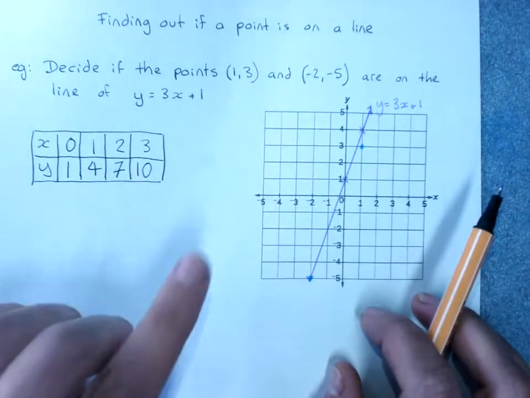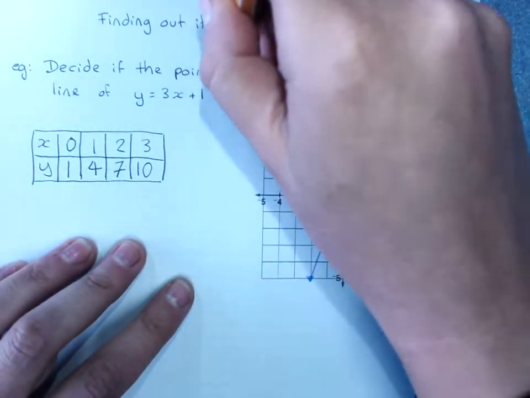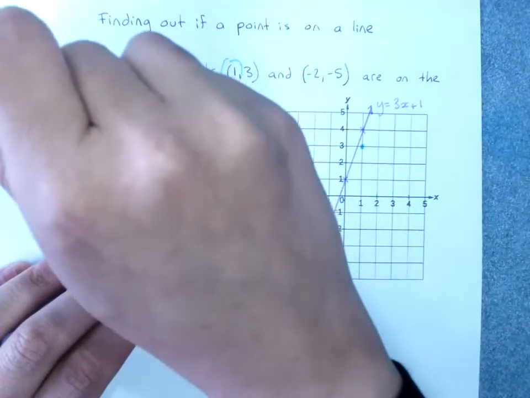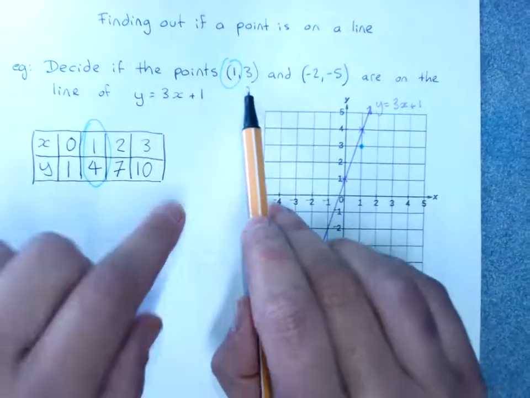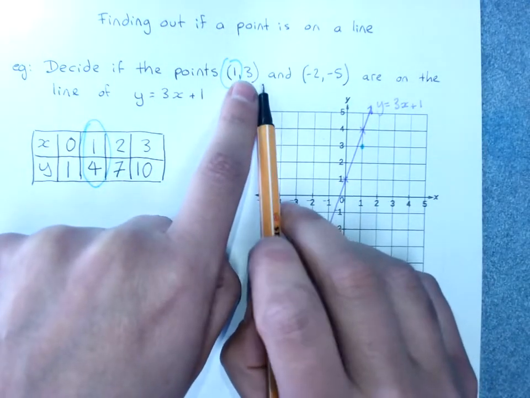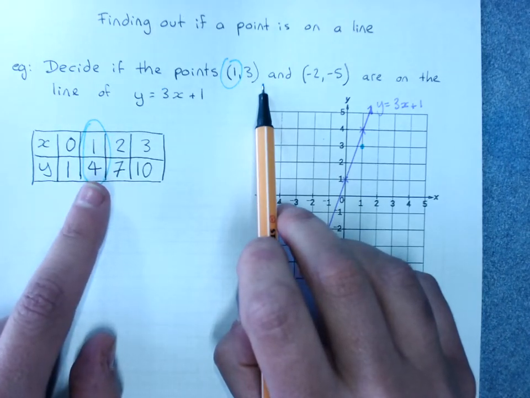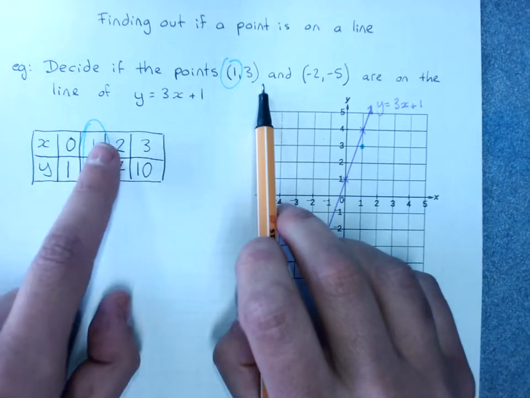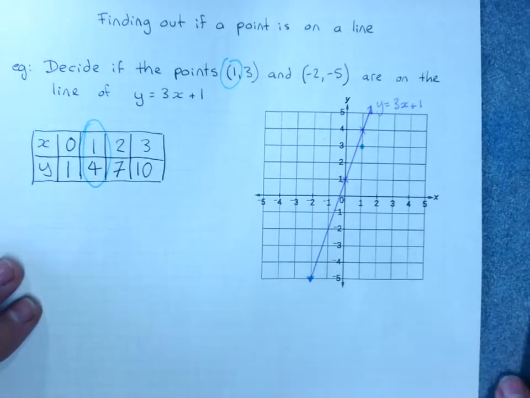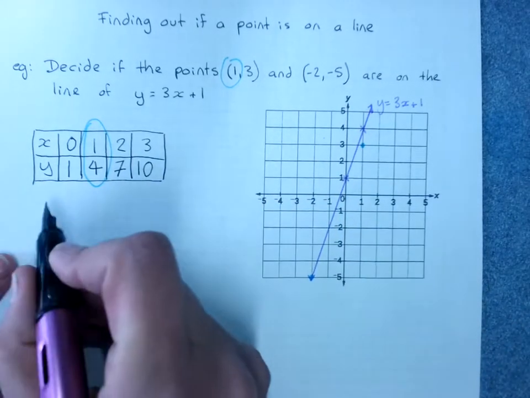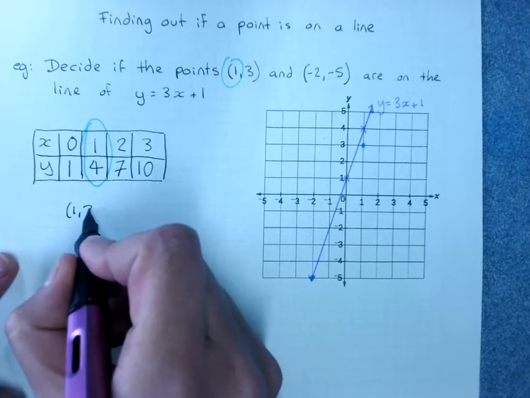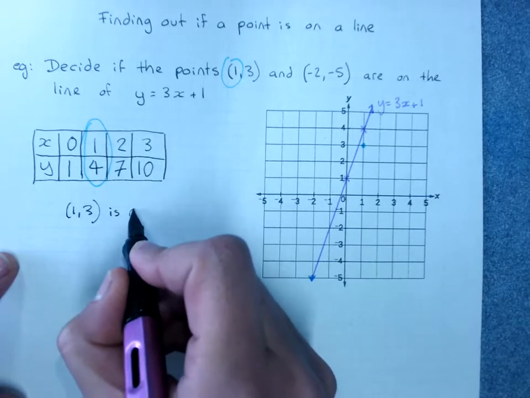The first point, (1, 3), when x is 1, it's saying it needs y to be 3. But y is 4. We know that from the table of values. So we can circle that on the table of values and say (1, 3) is not on the line.